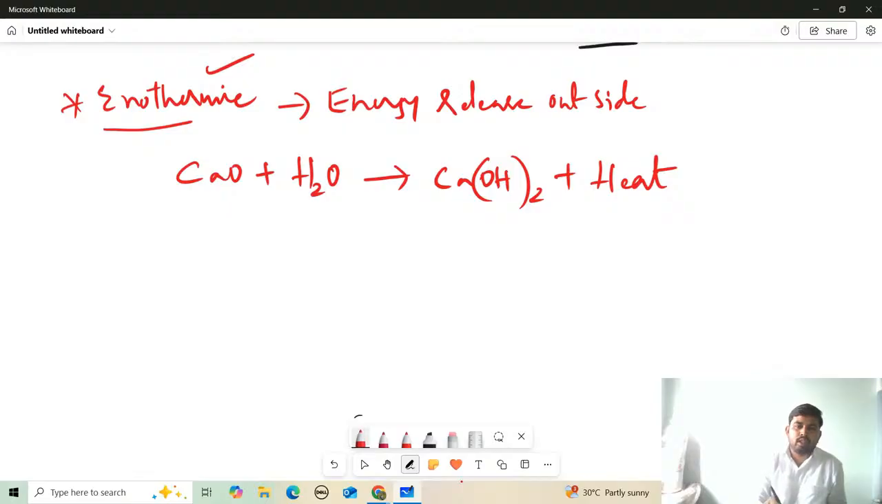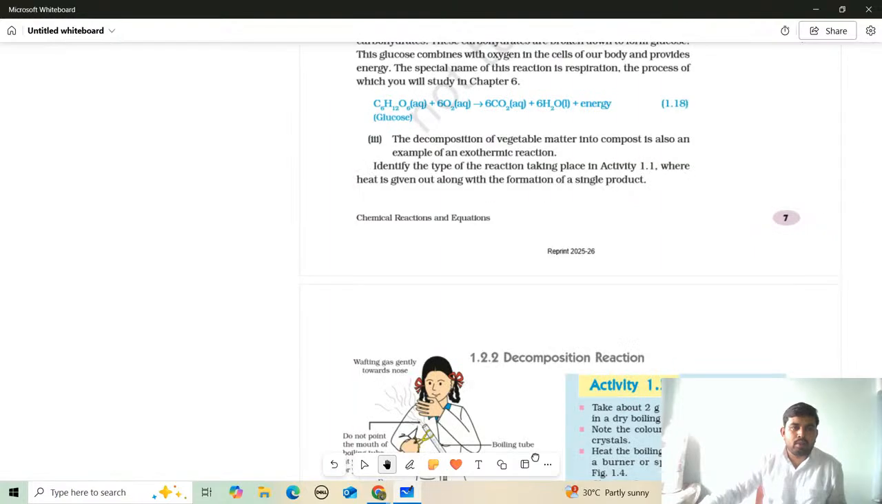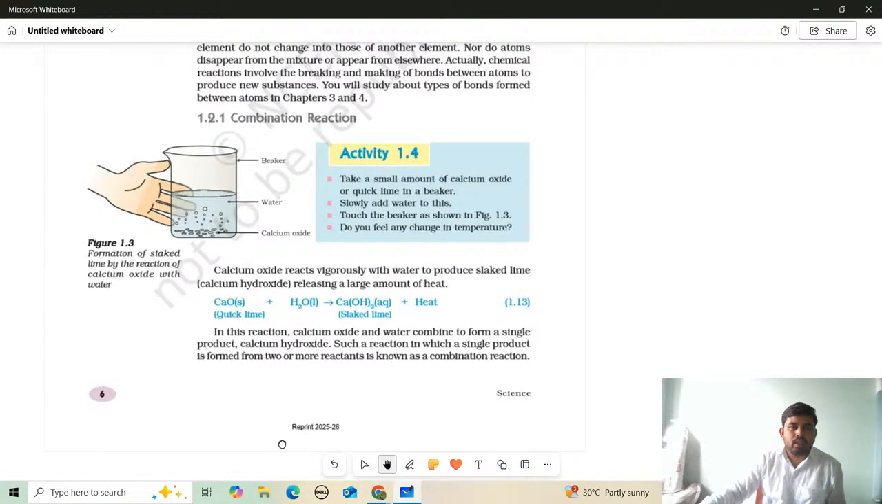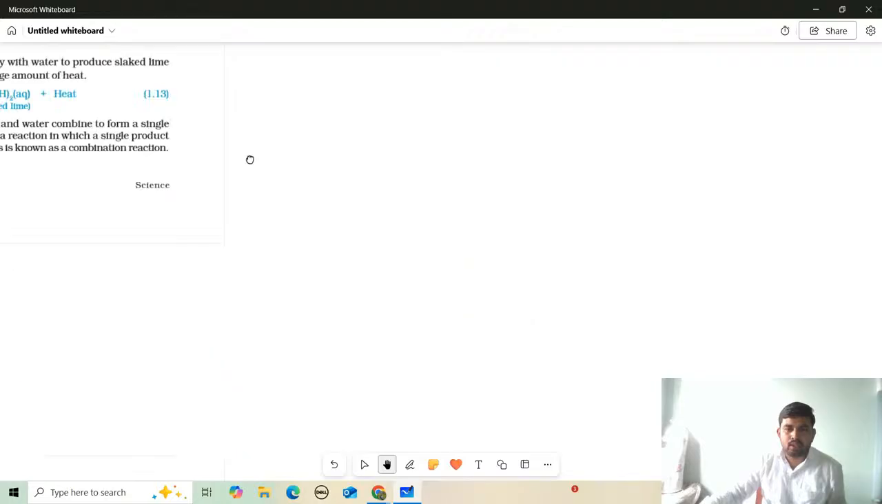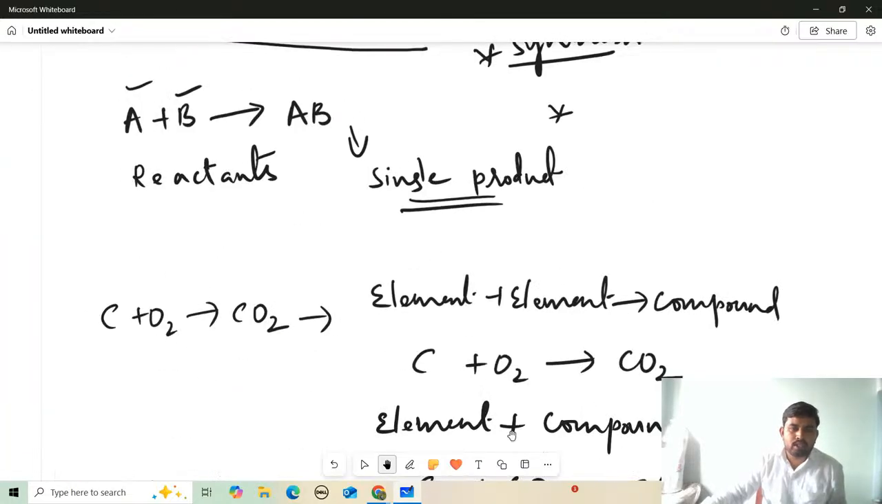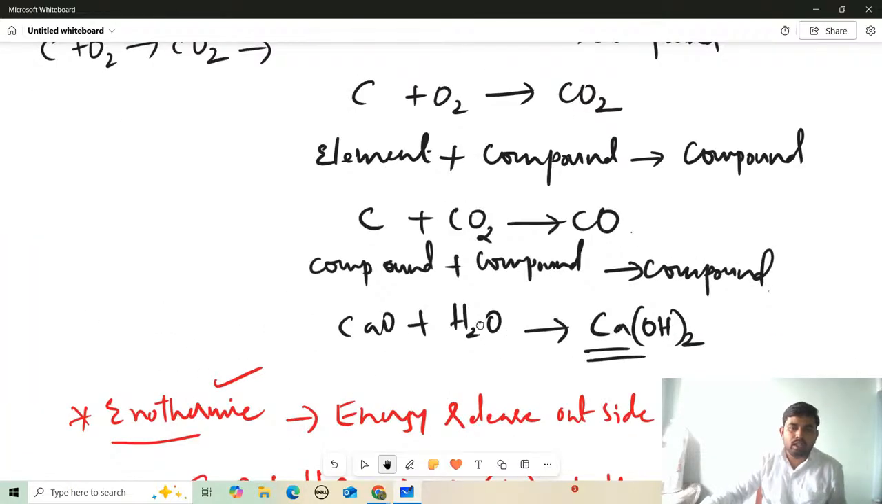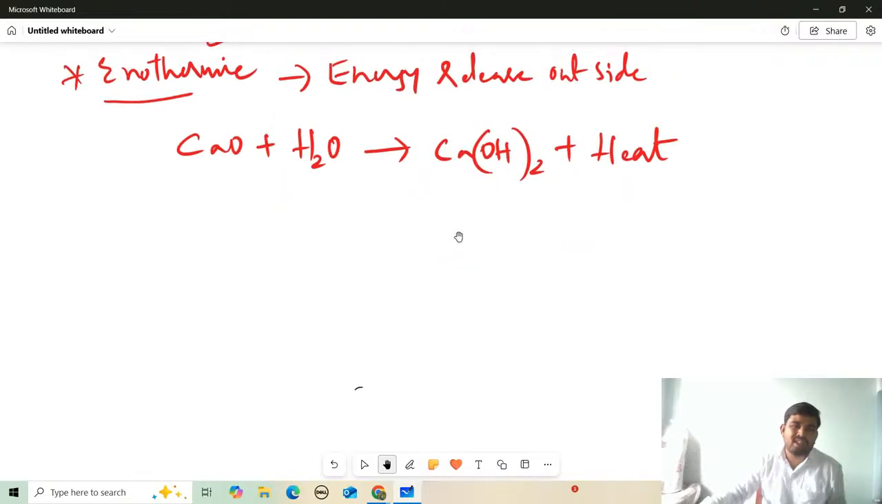You can see in the combination reaction diagram given here, in this beaker they are taking water and then adding calcium oxide. Calcium oxide reacts vigorously with the water and produces slaked lime, calcium hydroxide, releasing a large amount of heat. So combination reactions are generally exothermic in nature.